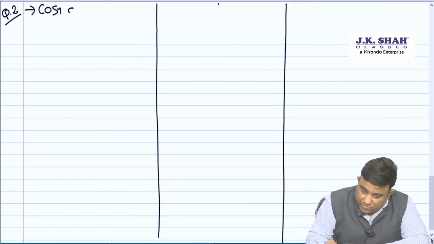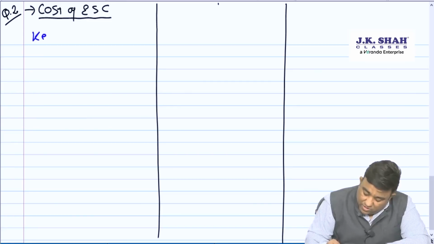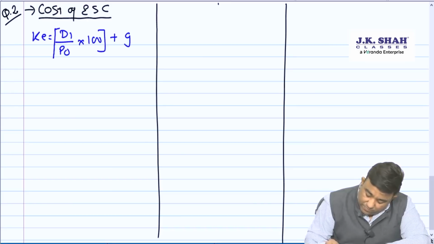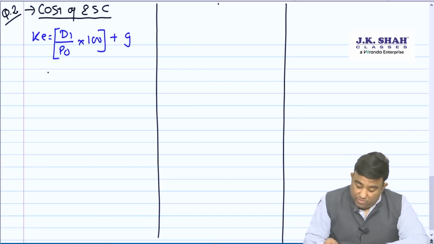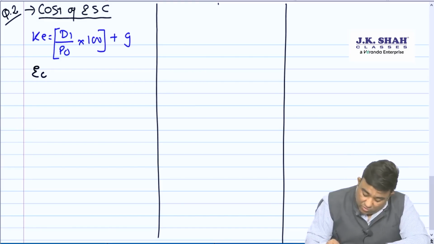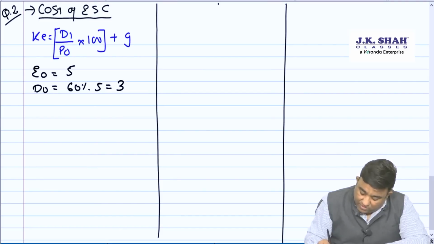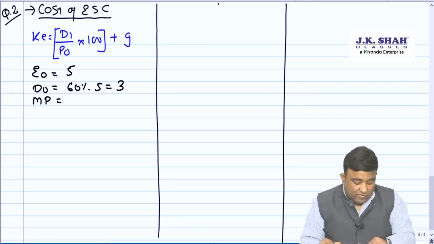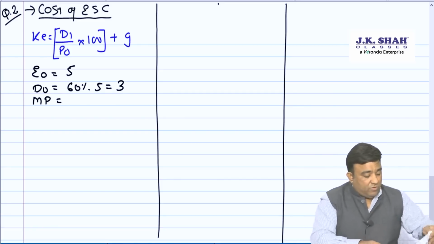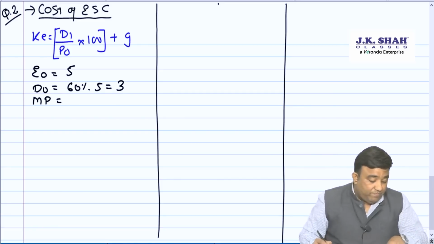Cost of equity share capital. Student, can I apply the formula? K is D1 upon P0 into 100 plus g. Yes, no? Student, I need D1, but what they've given is E0. E0 is 5 and D0 is going to be 60% of 5, which is 3 rupees. Student, market price is given. How much? Equity, I have a market price. Let me check out. That is 20.8.